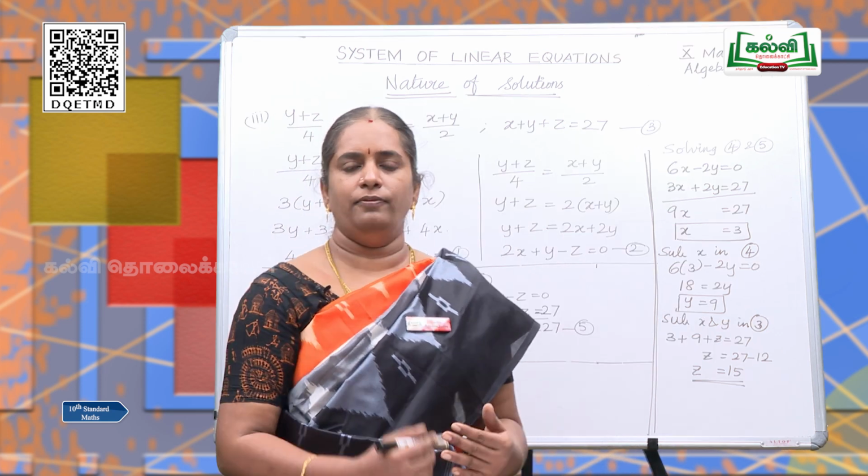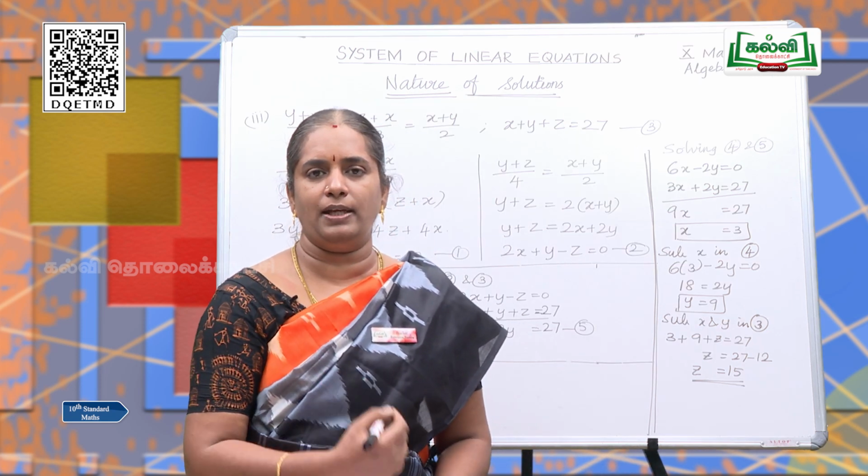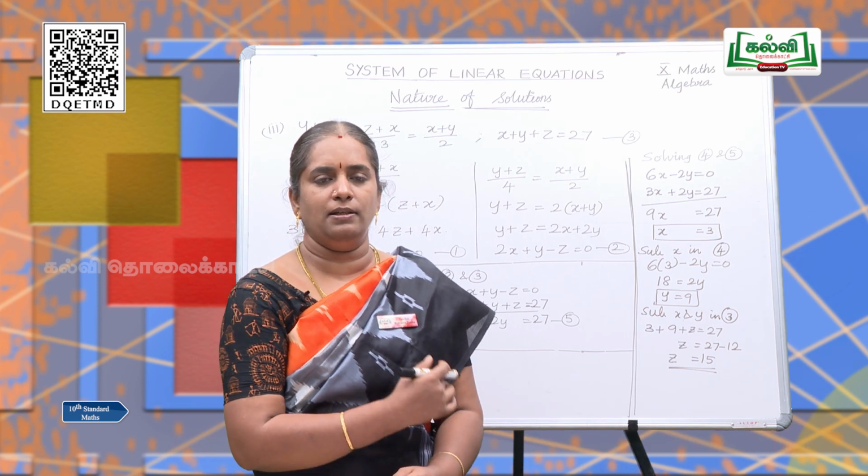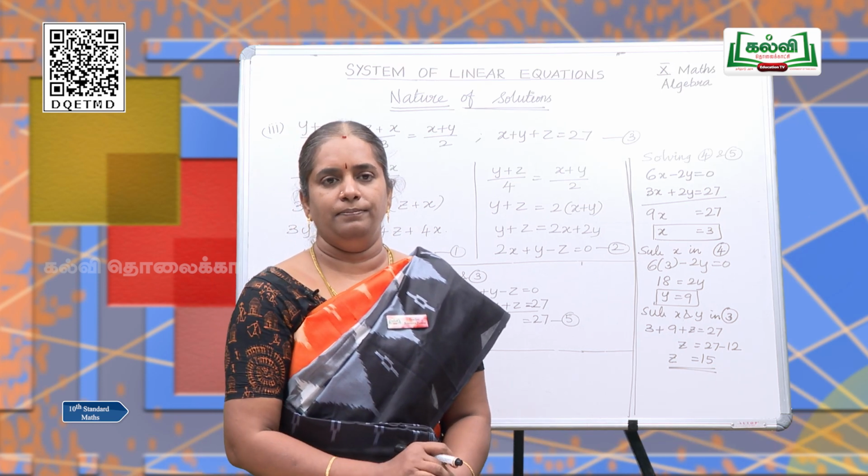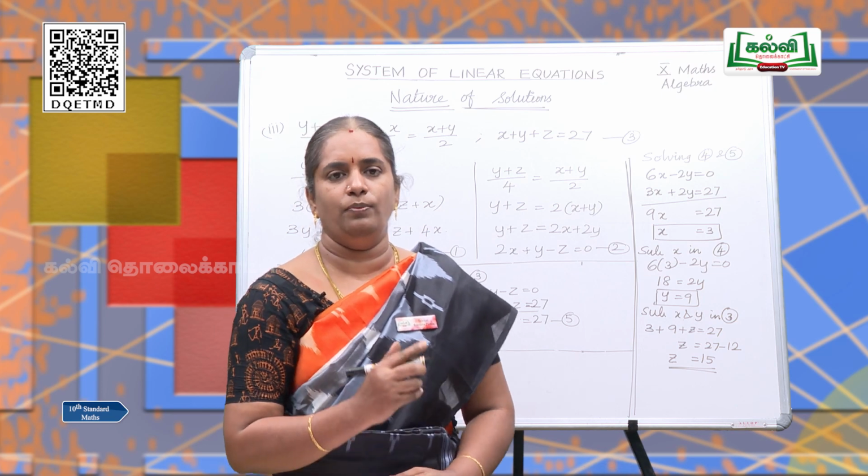So, in the sum, we have arrived at the values of x, y and z. So, which means nature of the solutions is unique. So, this system has only one solution.